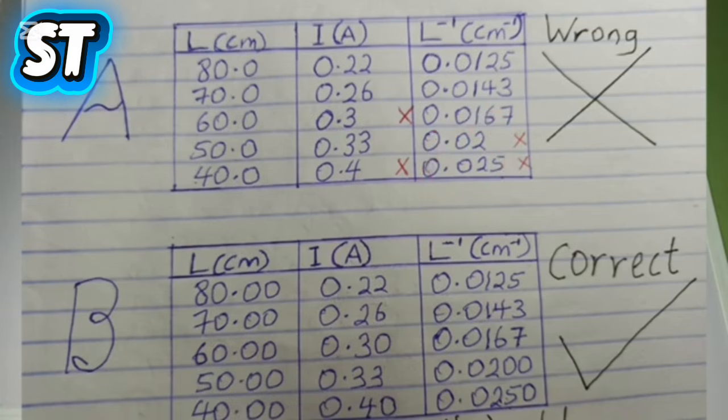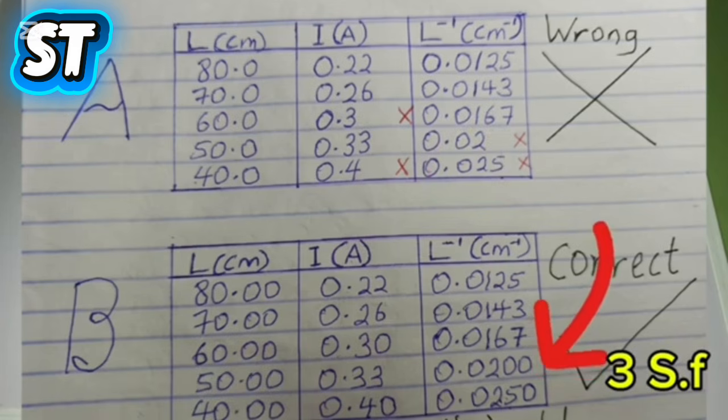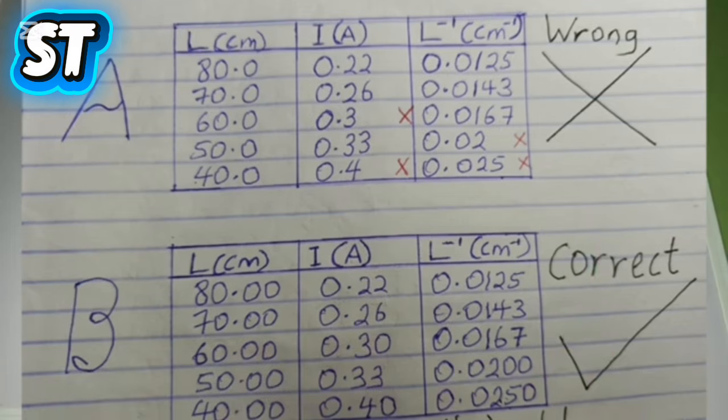And also 0.025, that's 2 significant figures. That is wrong. Look at the correct fashion down in the table B. We have 0.0125 and the rest. They are all in 3 significant figures. That is the correct way to write your table. So that's it about the table. Please always make it neat. Try not to shade and make it very neat. You can write in pencil first before you trace with your biro.